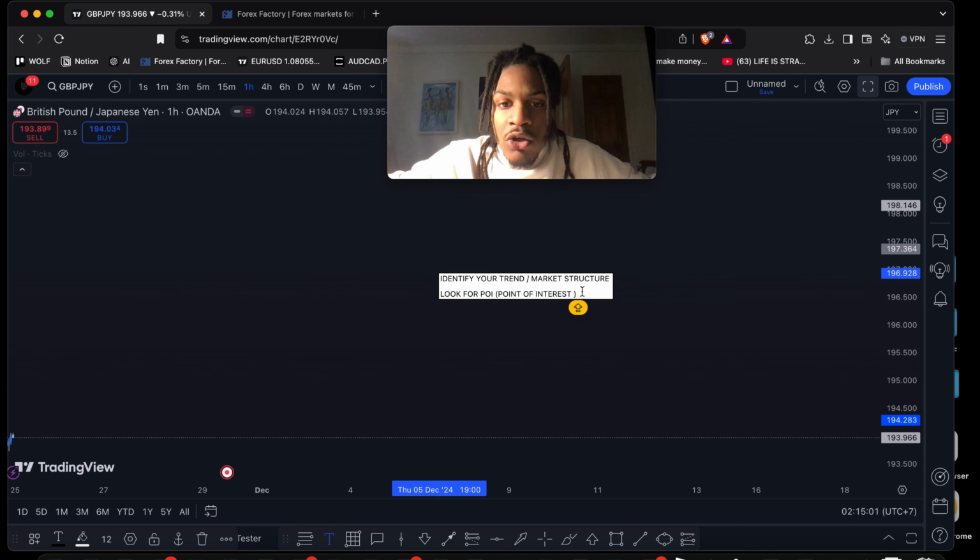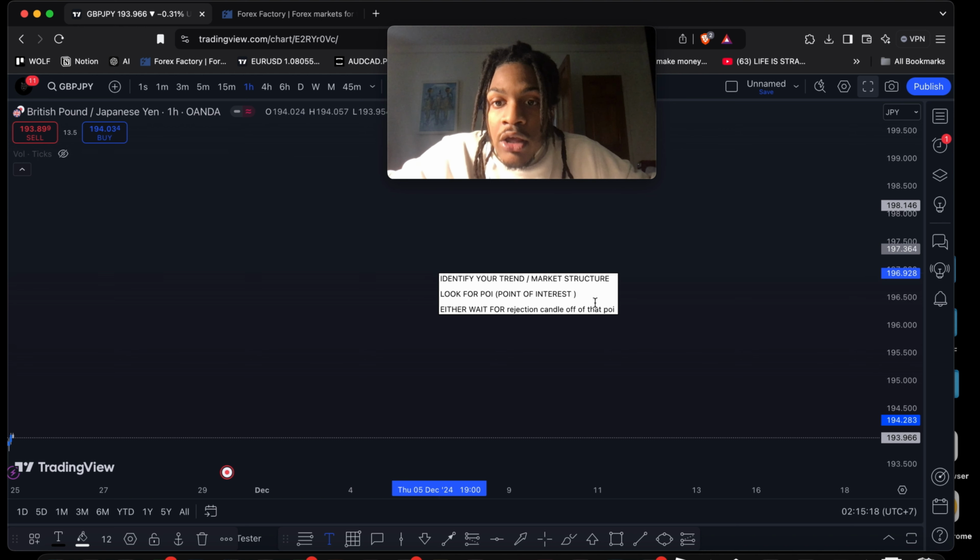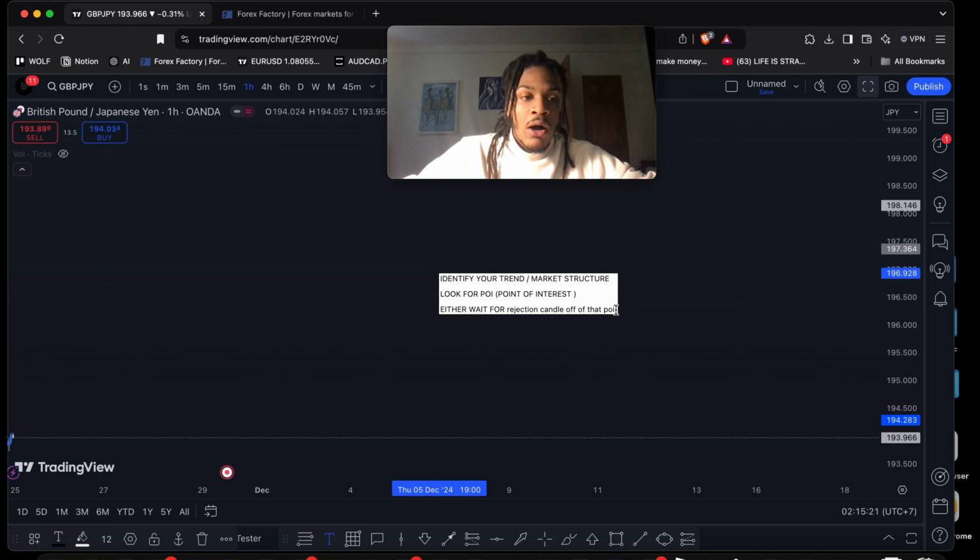This is why I like the way I trade. So after you look for your POI, do what I just said. Either wait for a rejection candle that comes off of that POI, and the reason why you want a rejection candle is because a lot of times when smart money, the banks, institutions in the Forex market, because that's who controls the market, that's who controls the price the most. That's where all the volatility comes from. So when you see those rejection candles, that's a good sign that you're trading at a precise level that smart money is actively trading on as well. And so that means you're probably right.